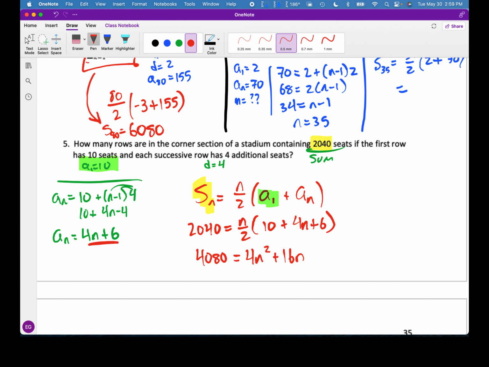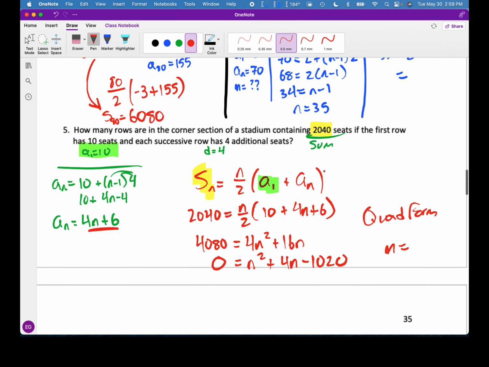I believe everything is divisible by 4 here, so if we want to clean this up, we totally can, and we will get something along the lines of this, and then we're just going to quad form this and figure out what n is, remembering that n has to be a whole number and that it has to be positive. So I will leave that to you to be able to figure out on your own.